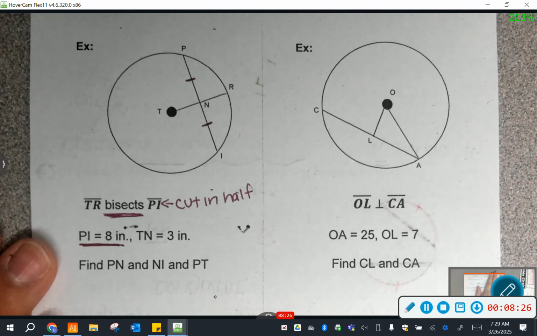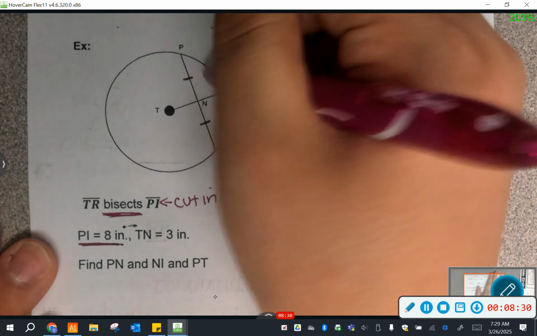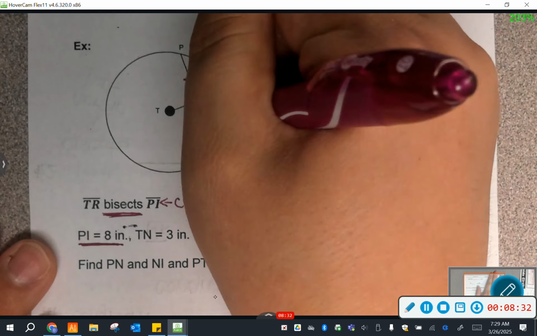If PI is 8, what do you know? We should not be on our computers right now. Do y'all agree it's going to be 4 and 4?